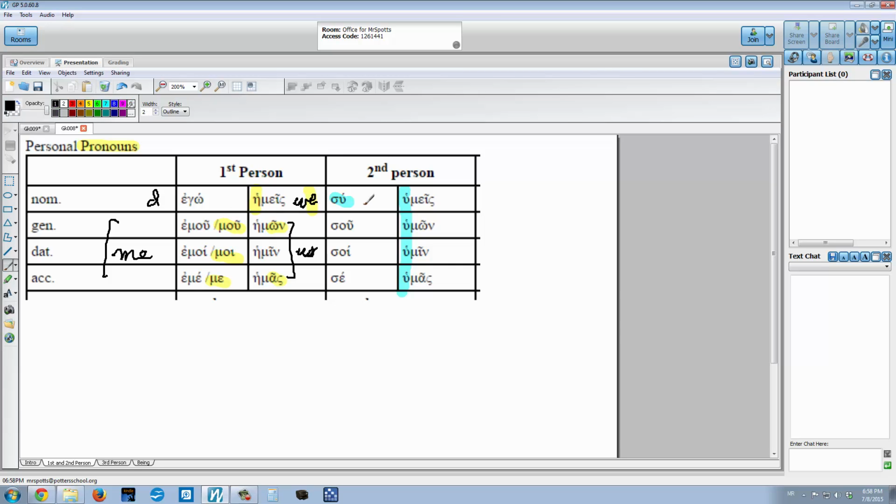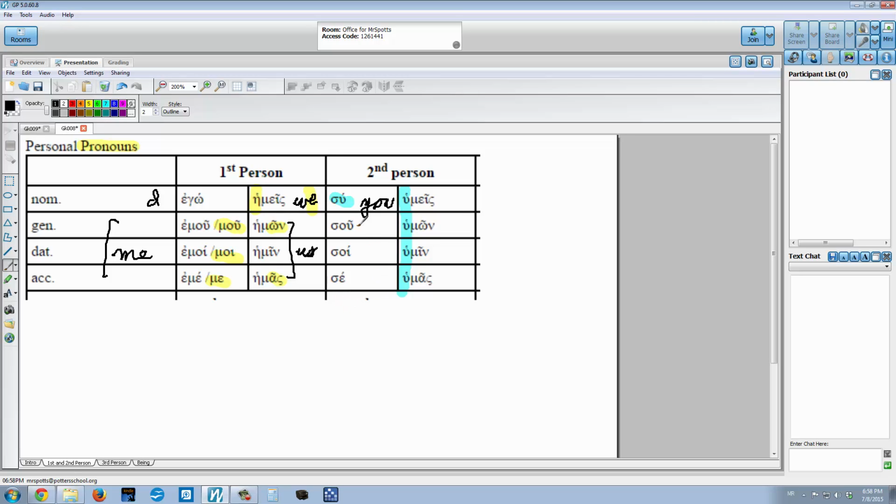And in English, the word you works for singular or plural, and it works for all of the different cases, right? Of you, to you, you. All right, so that's fine. Notice there's no more emphatic form like there was with the I. There's no longer form of a singular you.